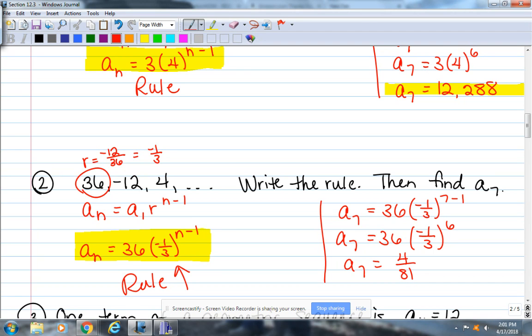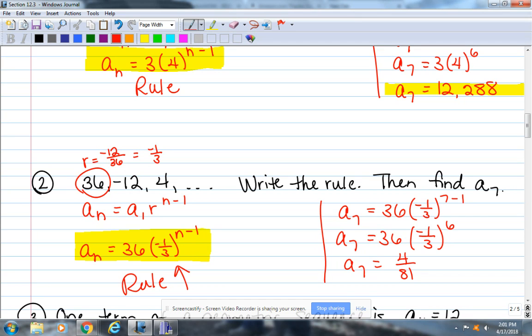What's happening to these numbers as you go? Positive, negative, positive, negative. Okay. Because it's being multiplied by a negative fraction. So that's why they're alternating, because your common ratio is a negative 1/3. Okay. But also notice, are these numbers increasing or decreasing as you go? Decreasing. So that's why these numbers keep getting smaller, and that's why the 7th term is a fraction.